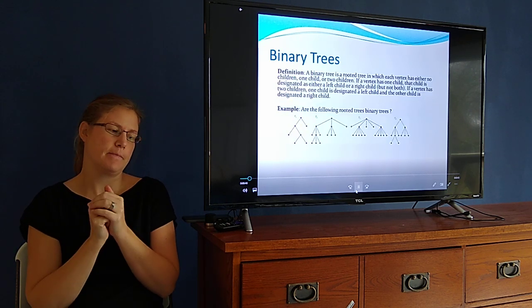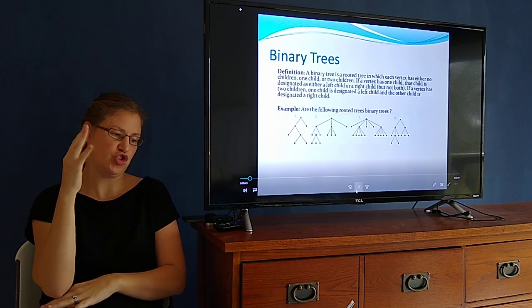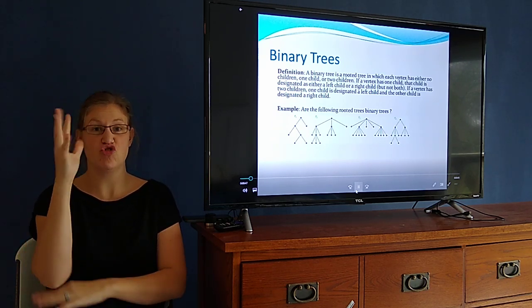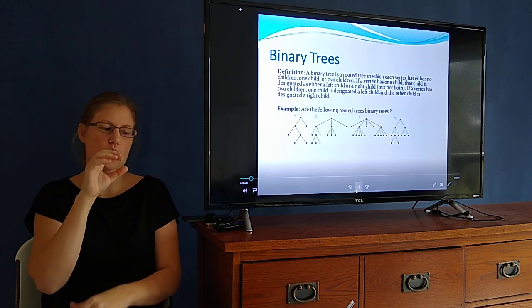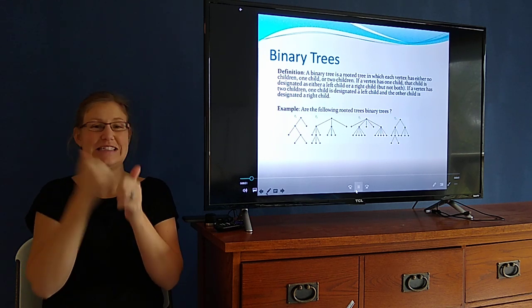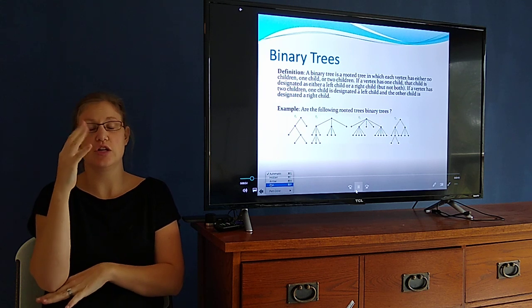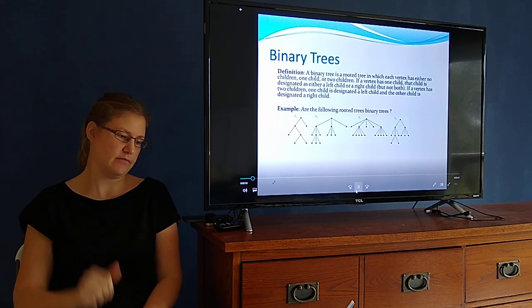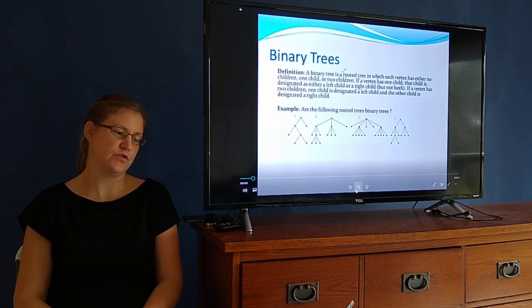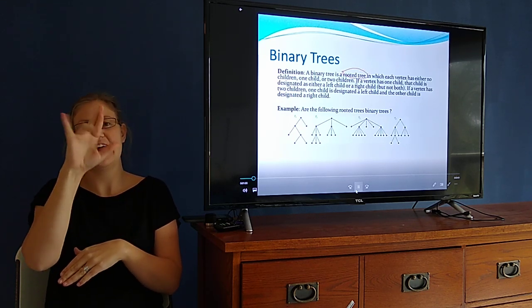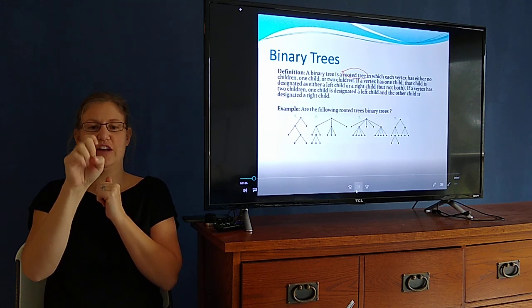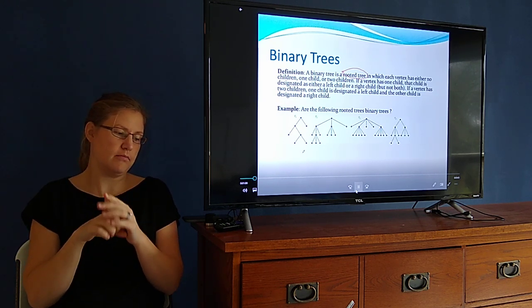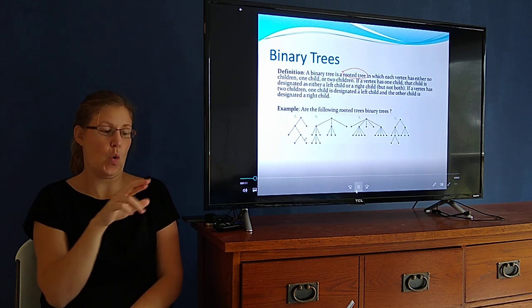The definition of binary trees: a binary tree is a rooted tree. So this is the first condition. We should notice that a given tree is a binary tree if it has a root. This is the first condition in the binary tree, in which each vertex has either no children, for example, this one has no children, or one child.